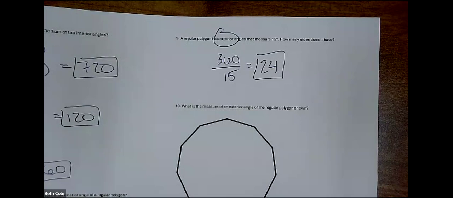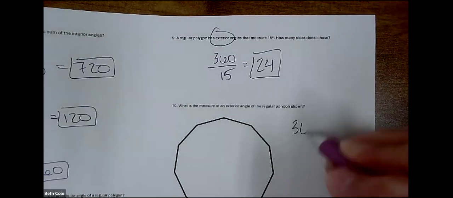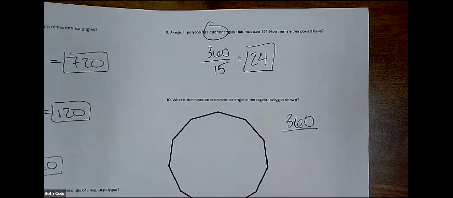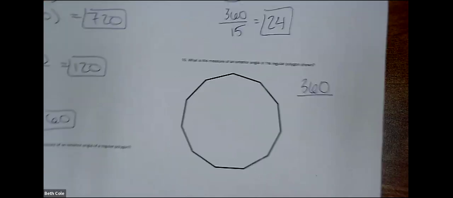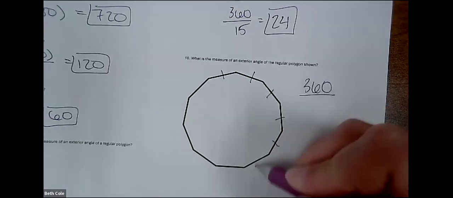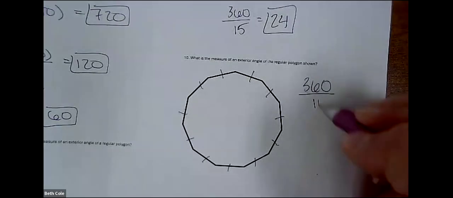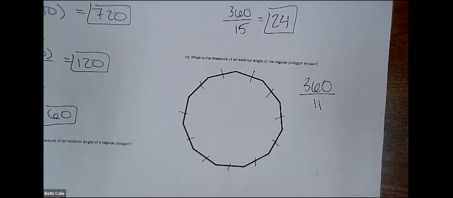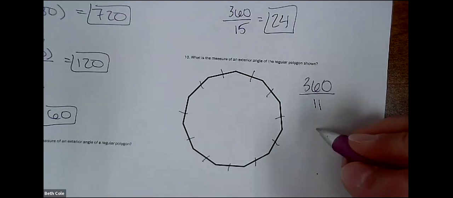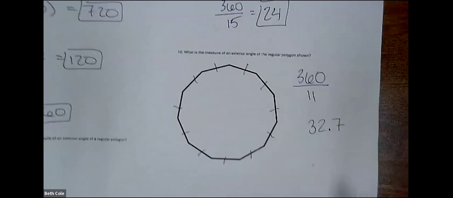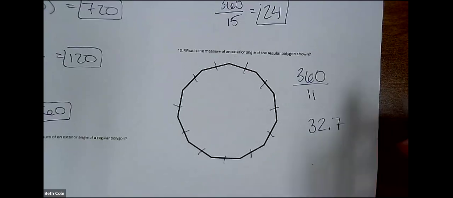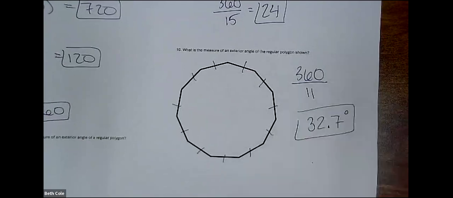And then last one. What is the measure of an exterior angle? Again, exterior is 360. You just have to divide it by how many sides you've got. So let's count up the sides. 1, 2, 3, 4, 5, 6, 7, 8, 9, 10, 11. So I'm going to do 360 divided by 11. And I got 32.7. Now, if you're like, well, how come that can be a decimal? Because that's the amount of degrees. You can have a decimal point of an angle, like an angle can be 32.7 degrees, but you can't have a decimal point number of sides. Does that make sense? Like shapes and stuff, okay?